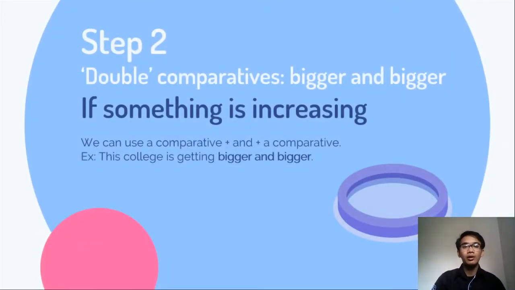Okay, next step, step two. Double comparatives, bigger and bigger. If something is increasing, we can use a comparative and a comparative again. So, double comparative. Example: this college is getting bigger and bigger. It sounds like getting bigger. It sounds like getting louder and louder. The market is getting louder and louder. Yeah, something like that.